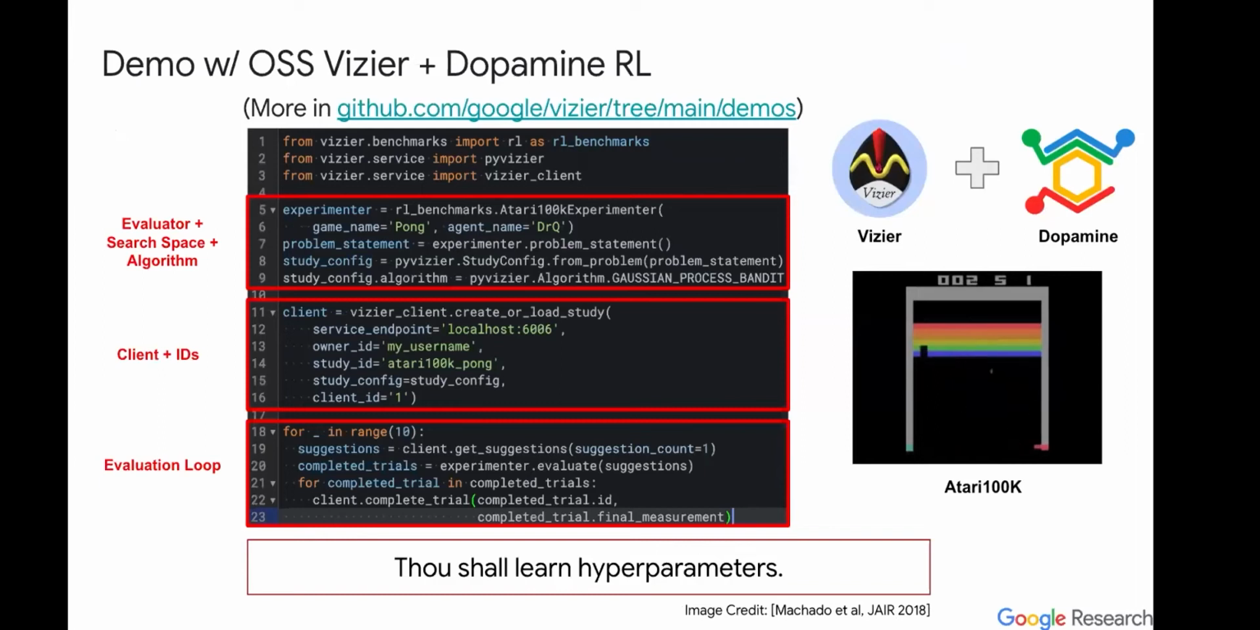The first section is where you define the evaluator, which also defines the search space, and you might define what algorithm you want to use. In the second part, you define the client, as in how you're going to communicate with the server. The last part is the evaluation loop, where you get the suggestions from the server and evaluate the suggestions. That takes the most amount of time, and then you report back your measurements.